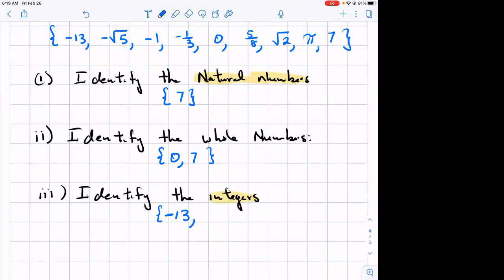Then we have negative 1. Negative 1/3 is a fraction. Then we have 0. 5/8 is a fraction. Square root of 2 is some decimal. Pi is a decimal. And then we have 7. So these are my integers. Integers are whole numbers. Could be positive, negative, including 0.